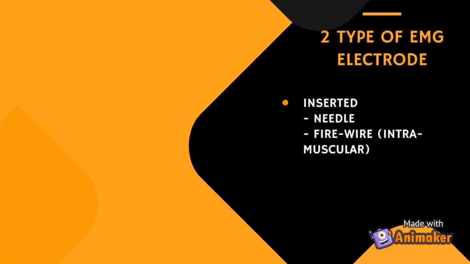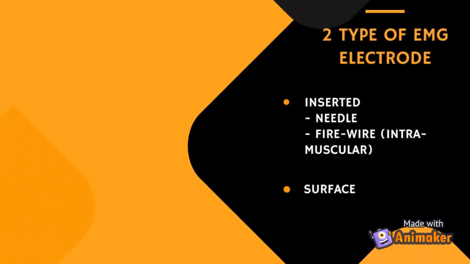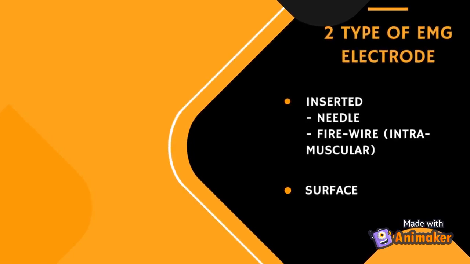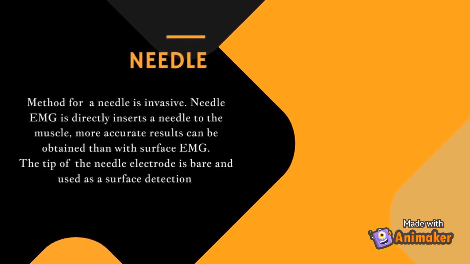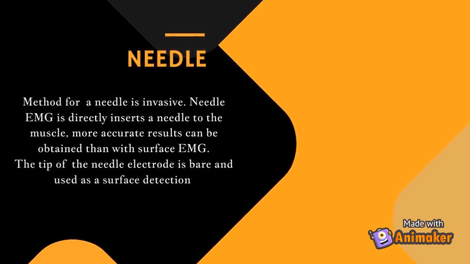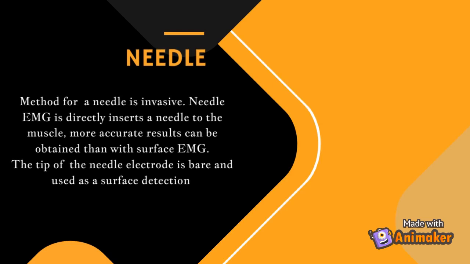There are 2 types of EMG electrodes. First, inserted, which is needle and fine wire, and number 2 is surface. What is needle EMG? Needle EMG directly inserts the needle into the muscle. More accurate results can be obtained than with surface EMG. The tip of the needle electrode is bent and used as a surface detection.